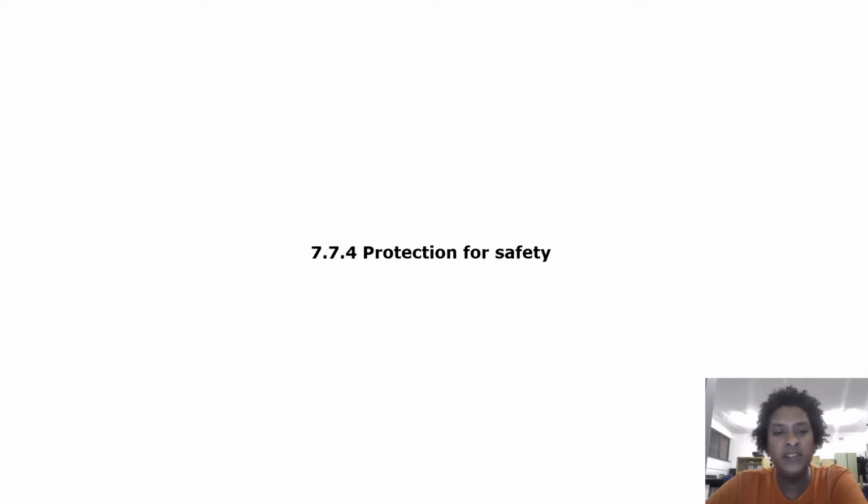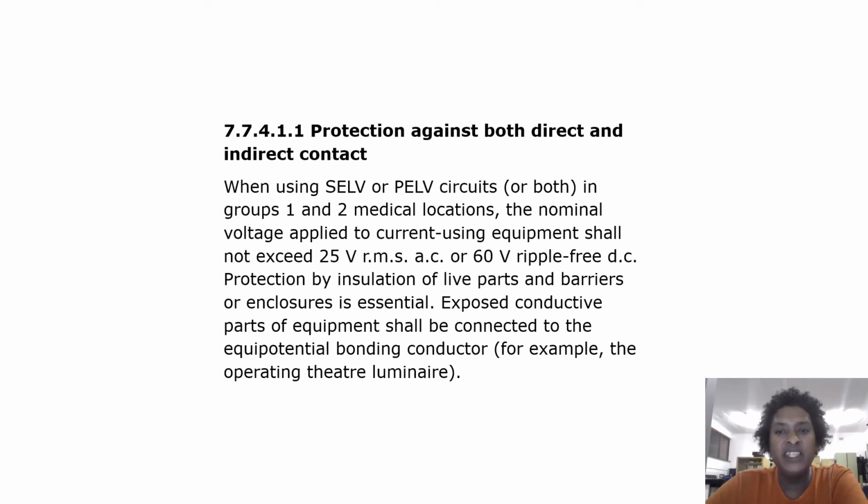Protection for safety. Firstly, protection against electrical shock. Protection against both direct and indirect contact. When using SELV or PELV circuits or both in Group 1 and Group 2 medical locations, the nominal voltage applied to current using equipment shall not exceed 25 volts root mean squared AC or 60 volt ripple free DC.